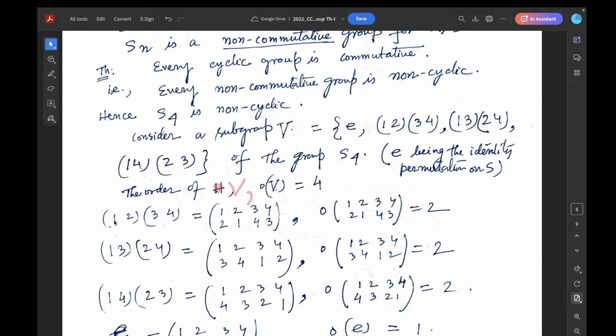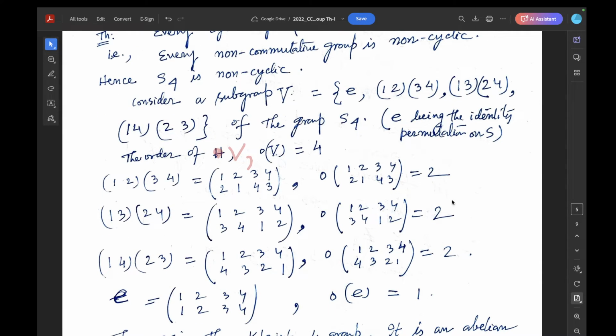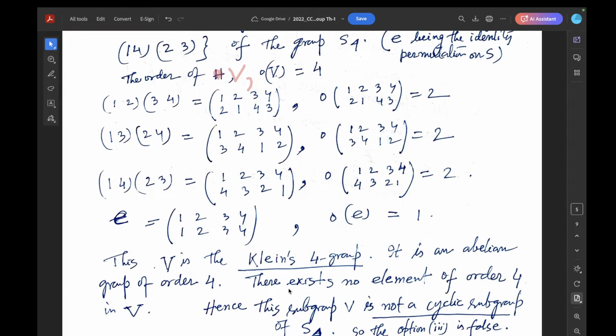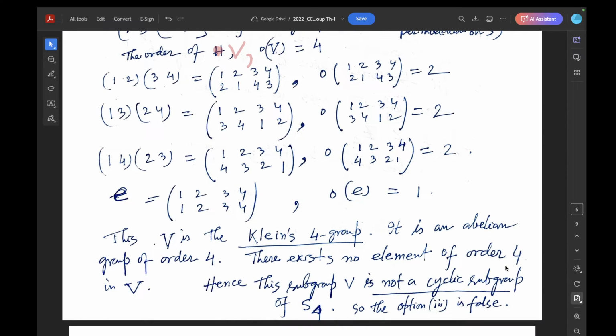Now, (1 2)(3 4) means 1 maps to 2, 2 maps to 1, 3 maps to 4, 4 maps to 3. The order of this permutation is 2. The order of this permutation is 2 also, and the order of this permutation is 2 also. And this is the identity permutation, whose order is 1. So this V is the Klein 4-group, and it is an abelian group of order 4. There exists no element of order 4 in V. Hence, this subgroup V is not a cyclic subgroup of S4.